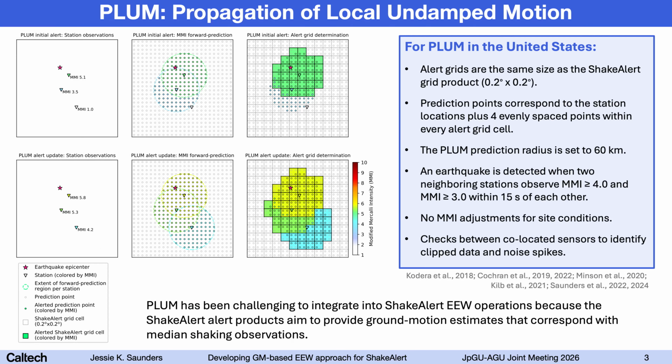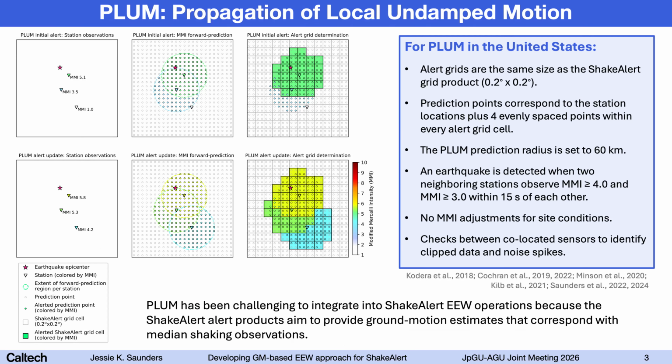First, we have the observed intensities at the station. PLUM then forward predicts the observed modified Mercalli intensity at these stations to a set of prediction points within a given radius of these stations. Then, these intensities are projected onto a predefined alert grid. We are using the same alert grid as the ShakeAlert grid product, which is a 0.2-degree grid or about 20-kilometer grid spacing. Because of this small alert grid size, we have had to increase the forward prediction radius to 60 kilometers in order to achieve suitable performance.